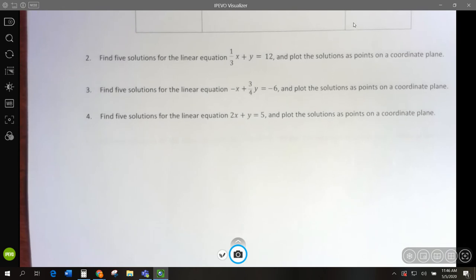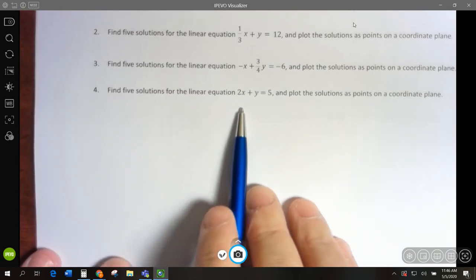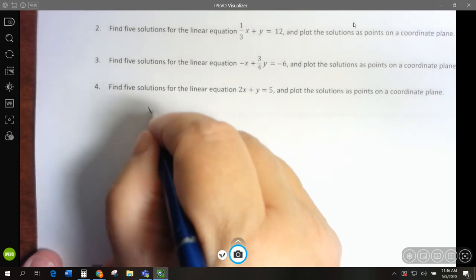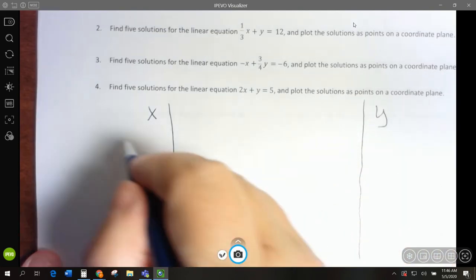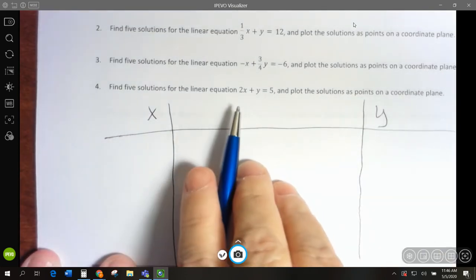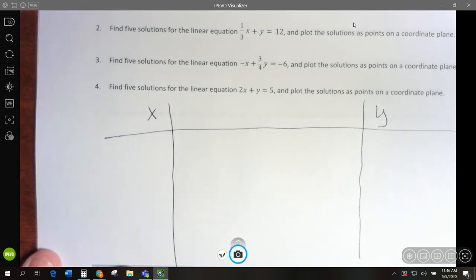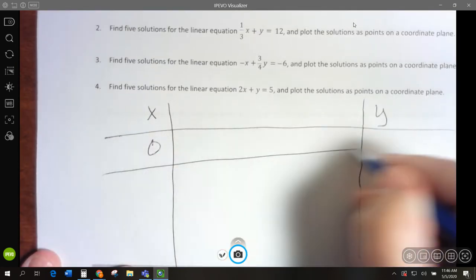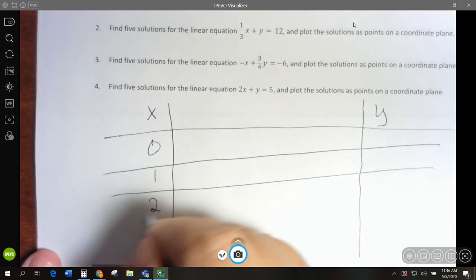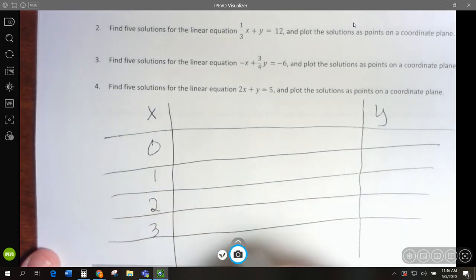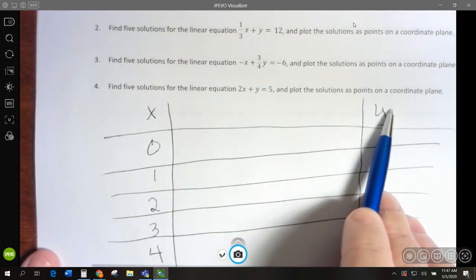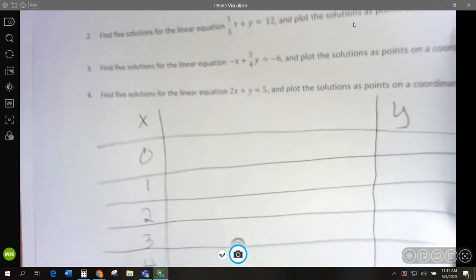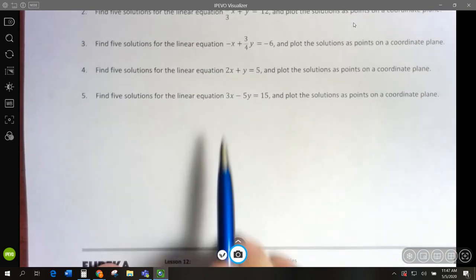Number 4. What has the coefficient, x or y? X does. So we want to pick our x's, because it's not a fraction where it really doesn't matter what we choose. So I need 0, 1, 2, 3, and 4. So you put in your x, figure out what y equals, and graph it.